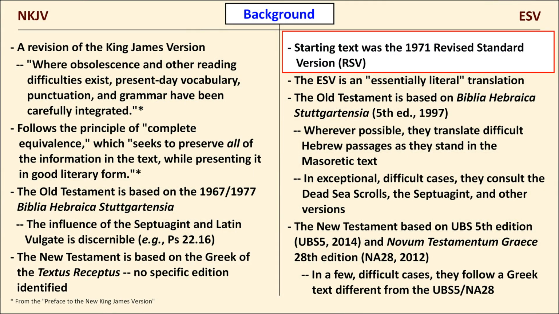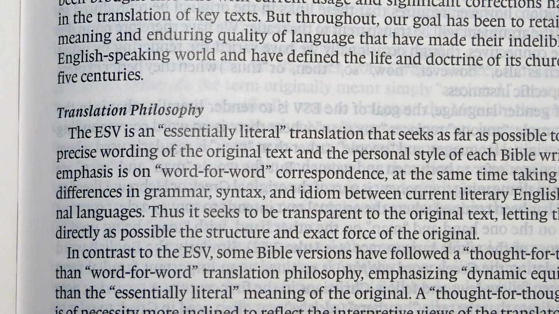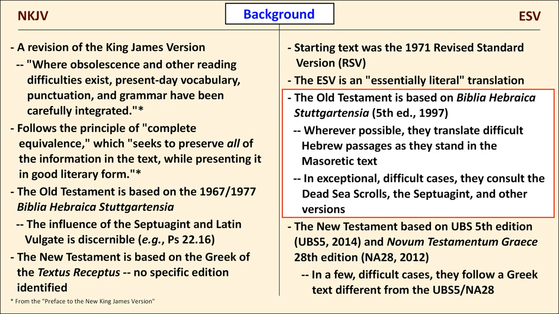The English Standard Version is a revision of the Revised Standard Version of 1971. The translators call the ESV an essentially literal translation. The ESV Old Testament is based on the Hebrew Masoretic text, but it also follows ancient versions sometimes. The English Standard Version translators also made use of the Dead Sea Scrolls.